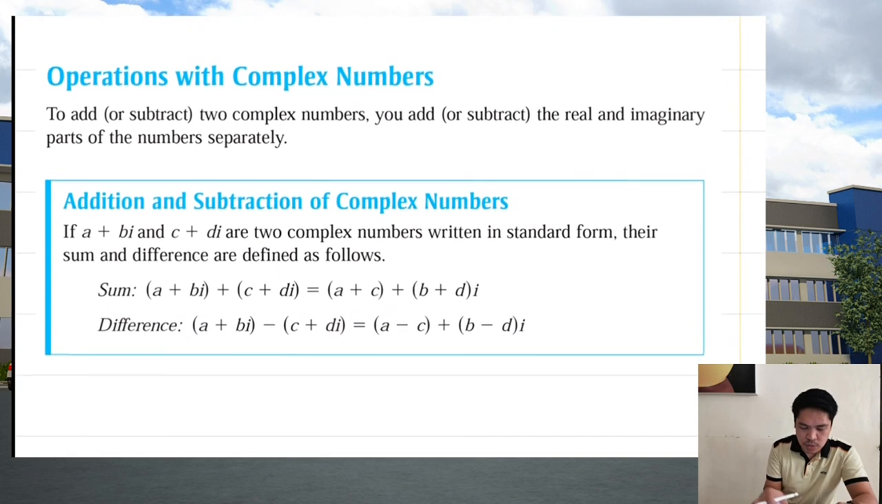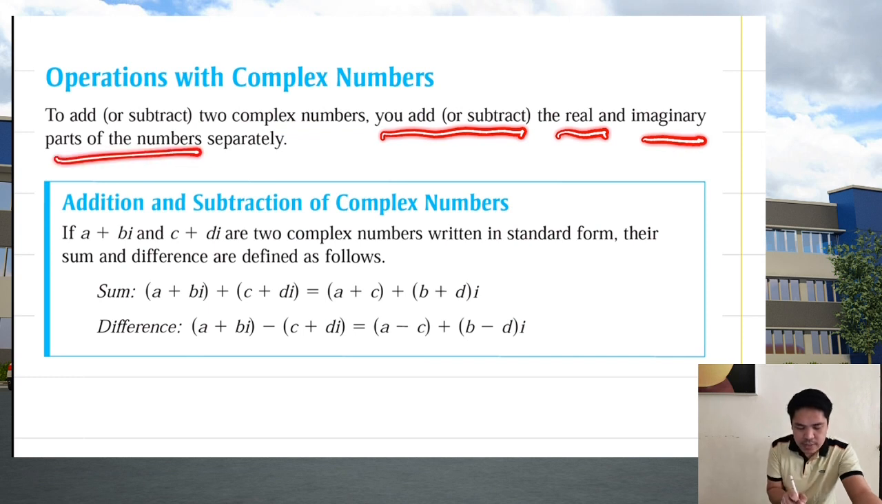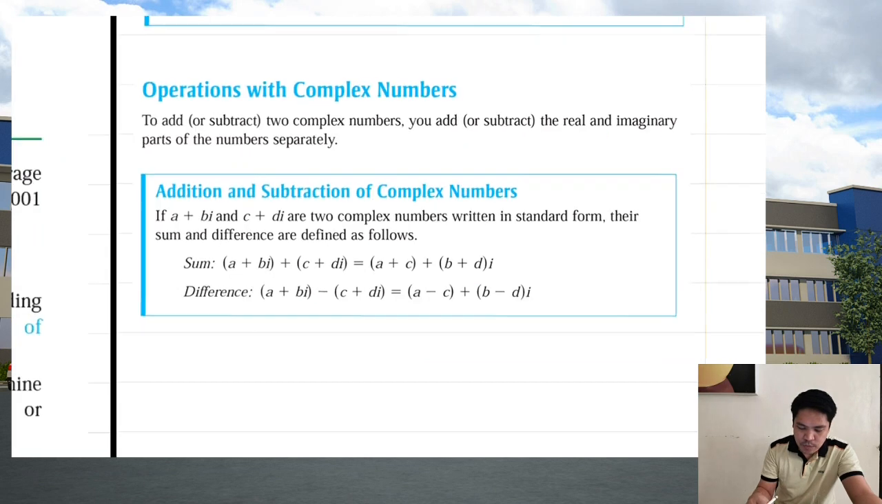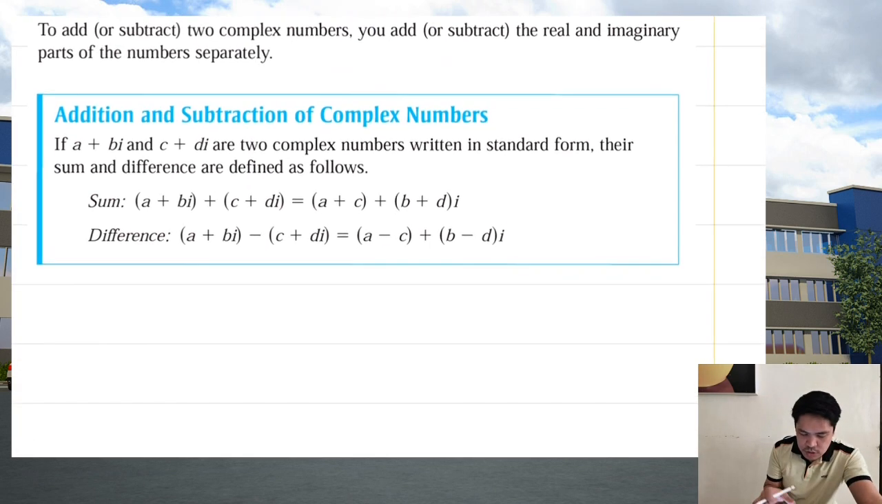So let's proceed to the operations with complex numbers. To add or subtract two complex numbers, you add or subtract the real parts and the imaginary parts of the numbers separately. It's just the same as combining like terms in polynomial expressions. So, addition and subtraction of complex numbers. If a plus bi and c plus di are two complex numbers written in standard form, their sum and difference are defined as follows.